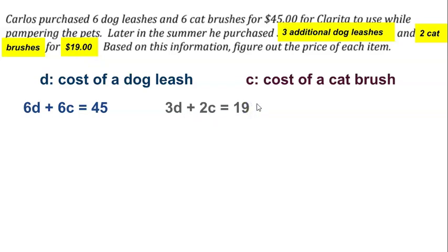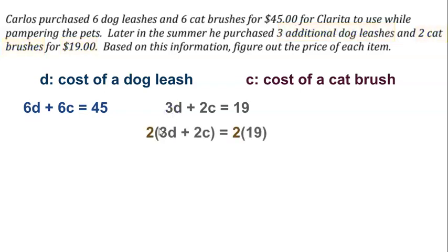To solve this system of equations, I'm going to use the strategy of elimination. To use elimination, I need to have the coefficients of one of the variables be the same in each equation. So I'm going to get this 3D to be the same as 6D. To do that, I need to multiply both sides of my equation by 2. As long as I'm multiplying both sides of my equation by the same value, then the equation stays equivalent.